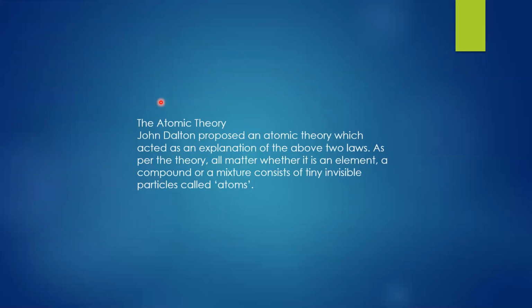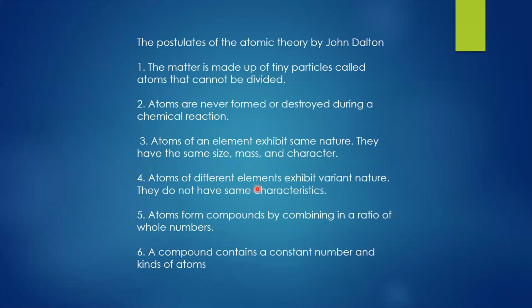The atomic theory was first given by John Dalton, which acted as an explanation of the two laws, that is, the law of conservation of mass and the law of definite proportion. As per the theory, all matter, whether it is an element, a compound, or a mixture, consists of tiny invisible particles called atoms. The postulates of the atomic theory by John Dalton: first, matter is made up of tiny particles called atoms which cannot be divided.